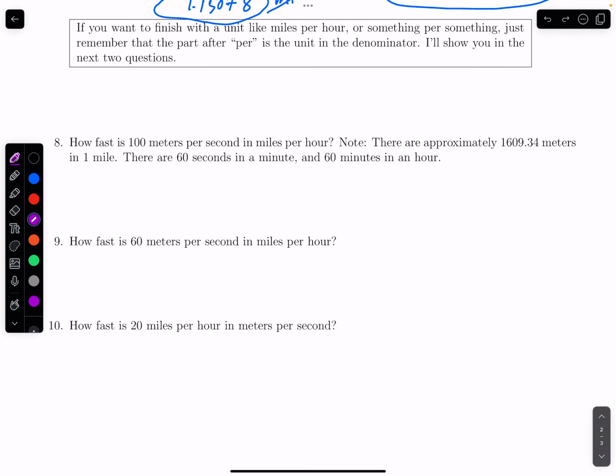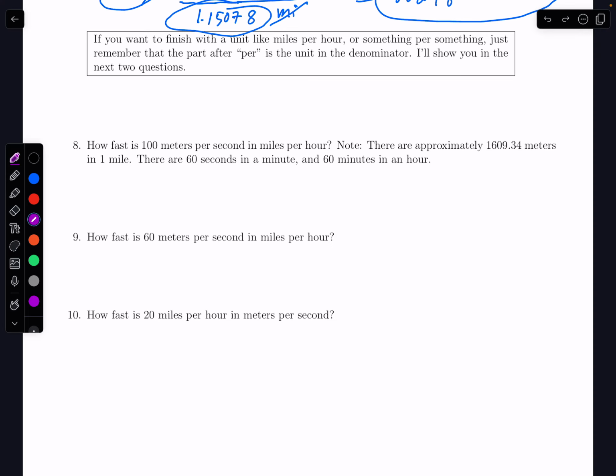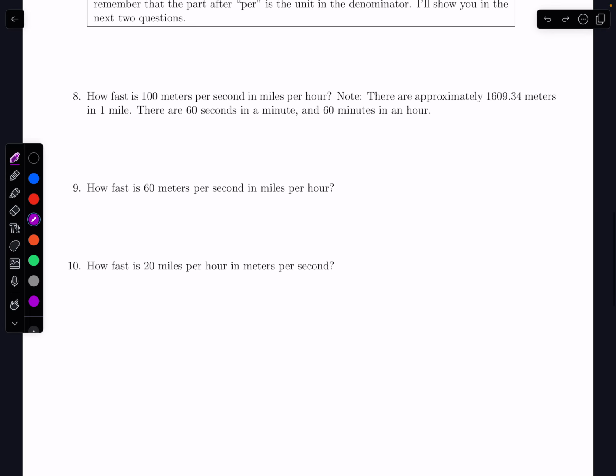Let me back up a little bit. At the beginning of the class, I explained how to do just a simple conversion. This is a little bit more of a complicated conversion. So let me explain first with the idea of the fractions.